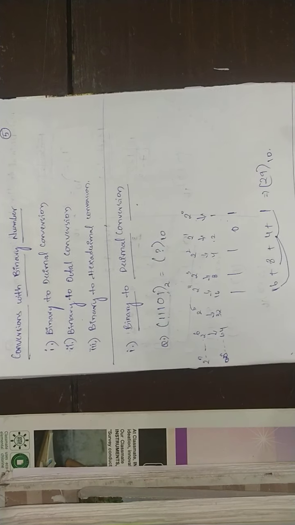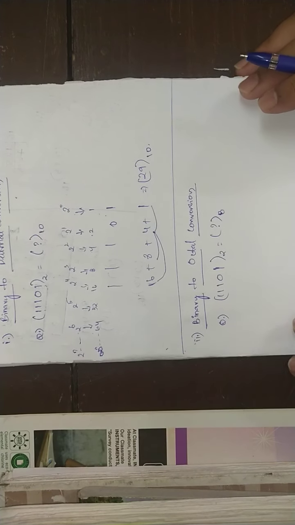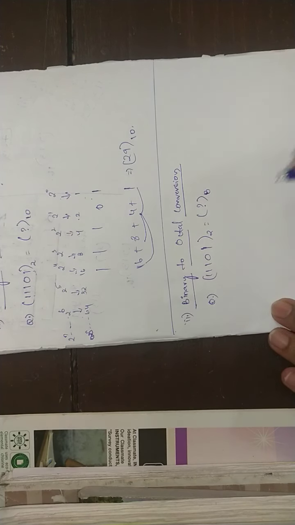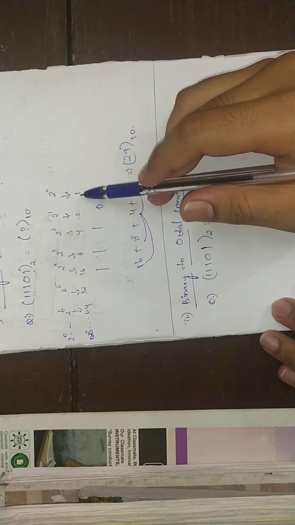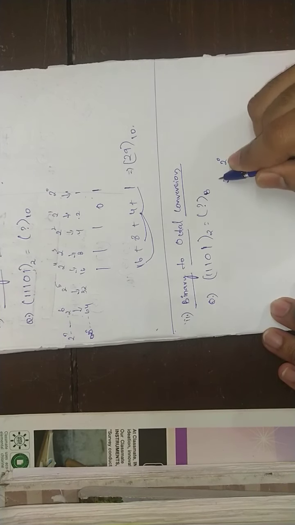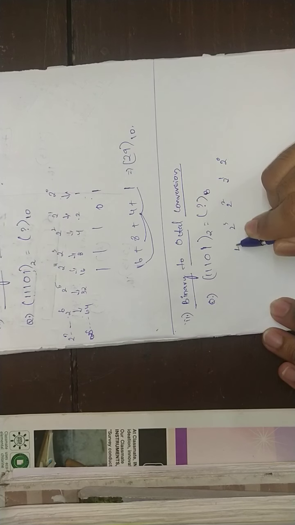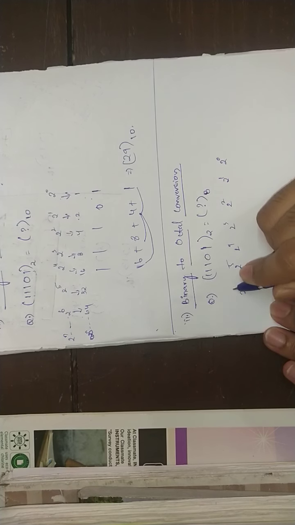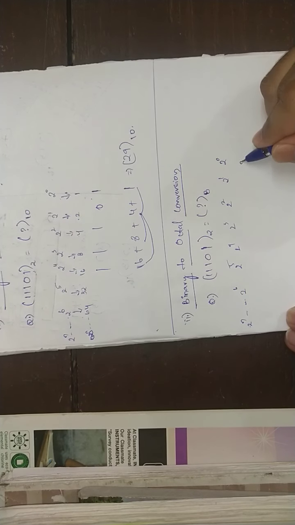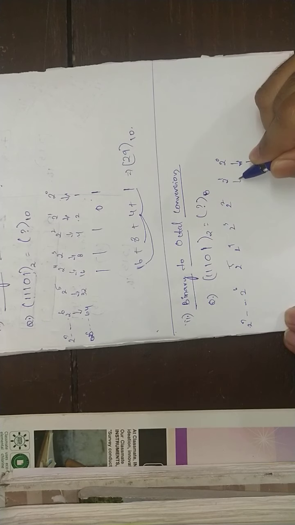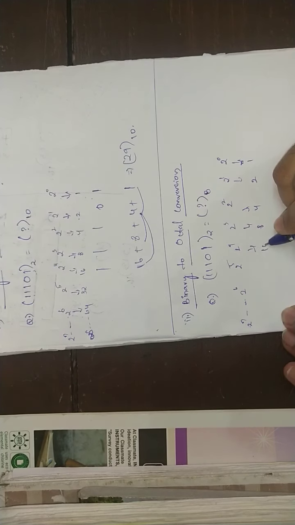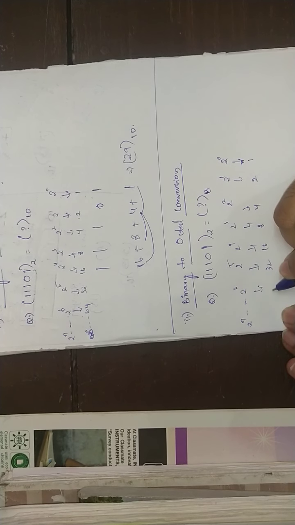Okay, now I am going to tell you about binary to octal conversion, where in this you have to write the same 2 power 0, 2 power 1, 2 power 2, 2 power 3, 2 power 4, 2 power 5. I am writing again so as not to confuse you people. 2 power 0 is 1, 2 power 1 is 2, 2 power 2 is 4, 2 power 3 is 8, 2 power 4 is 16, 32, 64. Done.